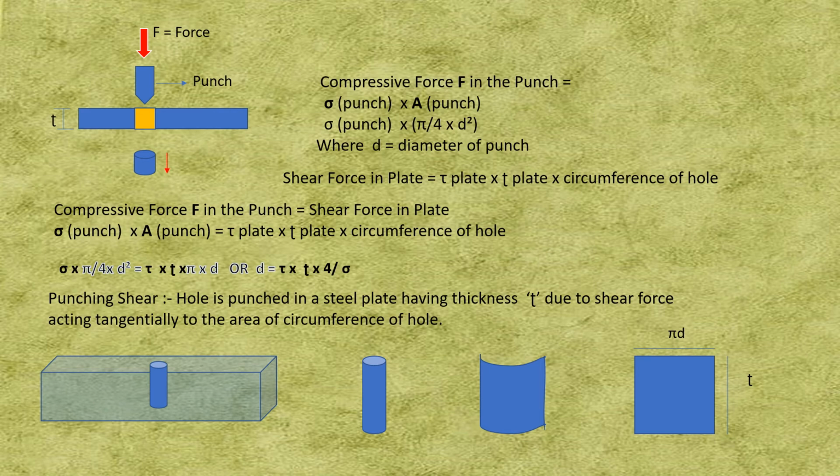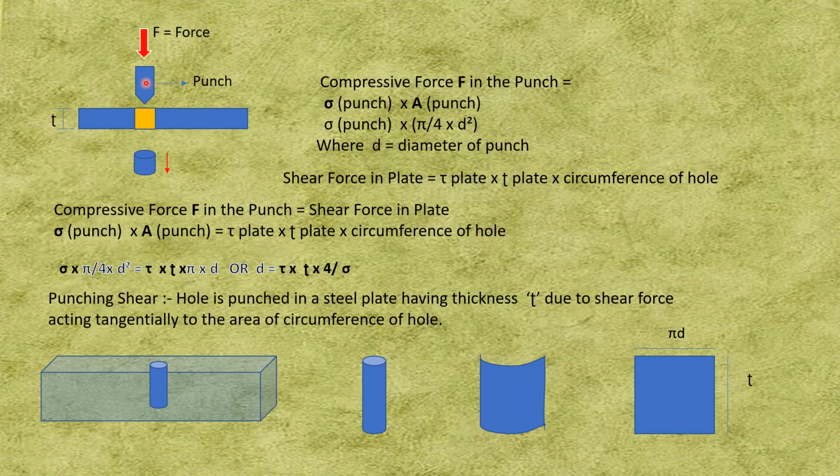Now let us come to punching shear. This is a plate and we want to make, say, a circular hole in this plate. So what we do is we take a circular rod. Suppose I want to make a hole of 10 mm diameter, then I take a circular rod of 10 mm. One face is plain and another face is V shaped with a sharpened edge, and that is called a punch.